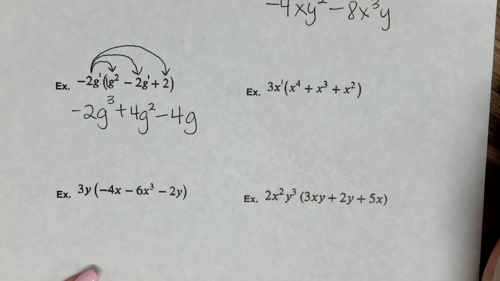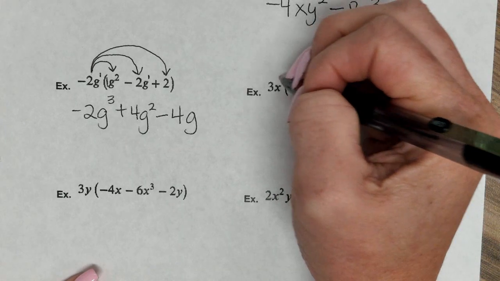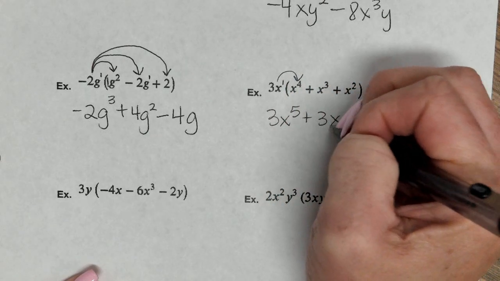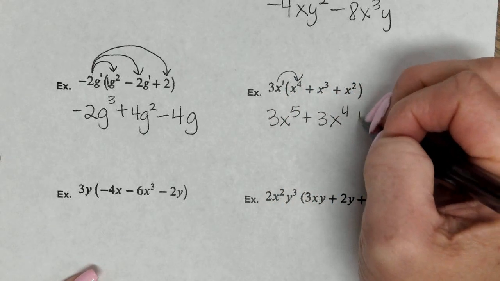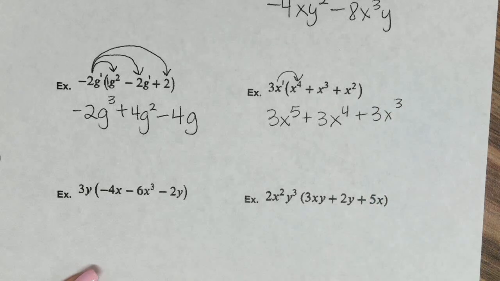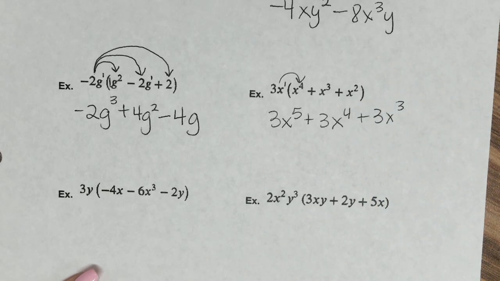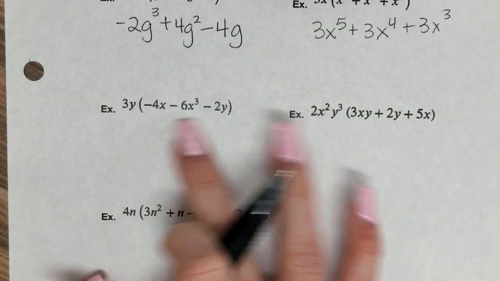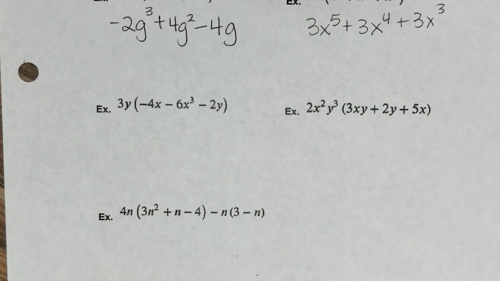Did everybody already do it? All right, so I have 3x to the 5th plus 3x to the 4th plus 3x to the 3rd. Yes? All right, let's try that. Y'all want to try this one with all these negatives? All right, go try it.